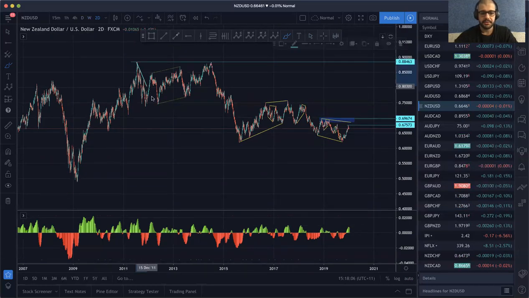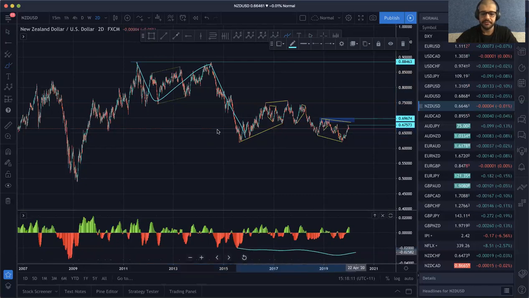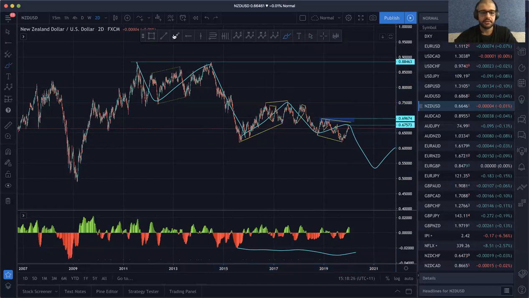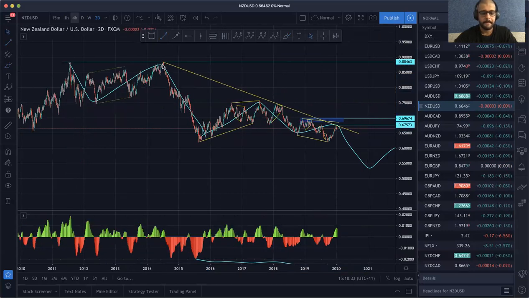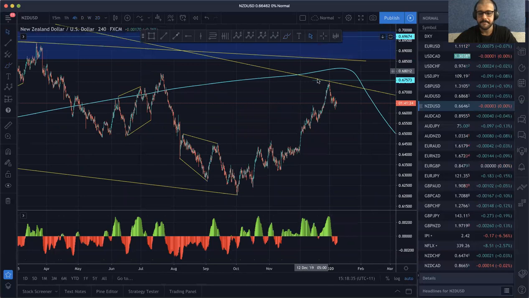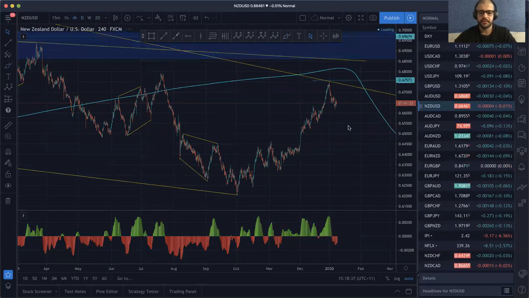So this would be our WXY. It's Y because there is no divergence here. This is an internal ABC. Another move down, another correction, another move down, possibly another correction, possibly another move down. Or we can see this being the finish. We draw a trend line such as this. Obviously, we've had an actual reversal on that.